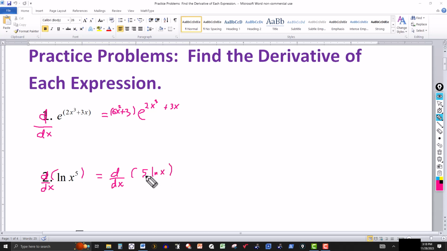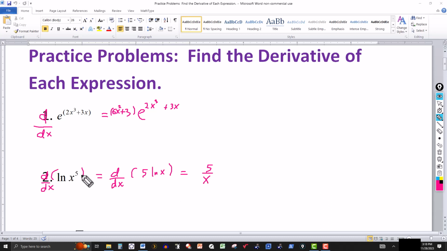And the 5 is constant, so just like with integrals, I could bring this to the outside and put it in front of the derivative, and then just take the derivative of ln of x. The derivative of ln of x is 1 over x, and then times 5. Gives me 5 over x.